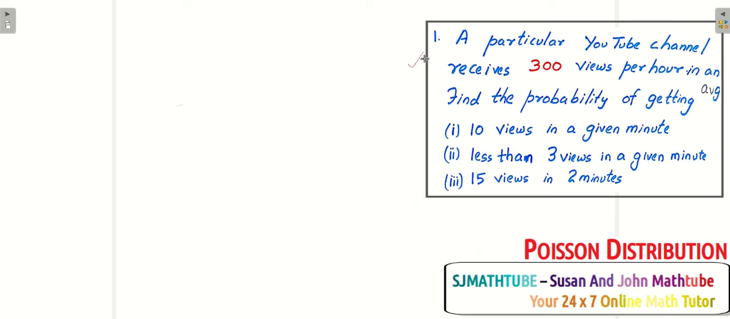Now look at this. We know that on average the channel receives 300 views per hour. So here things are defined in terms of time, not in terms of space, not in terms of length or area or volume, but in terms of time. And the average value is given per hour. But look at this, they are asking you the probability values in a minute, and in the last part it's in 2 minutes. So the first thing you have to do is convert the given average value into minutes.